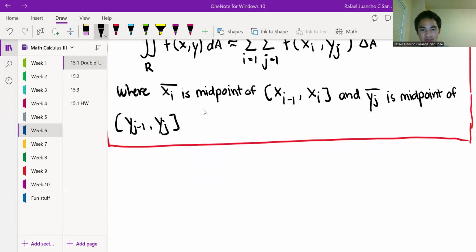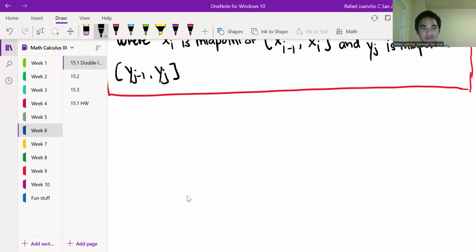Let's do an example here. Example 3. So here we're going to use the midpoint rule with m and n equal to 2, and we want to estimate the value of the integral.